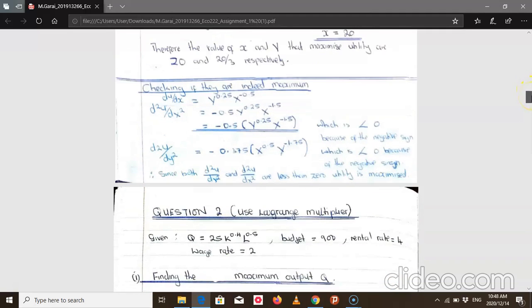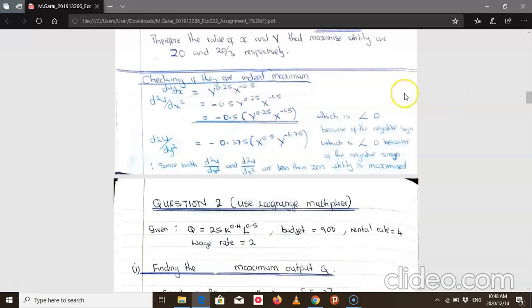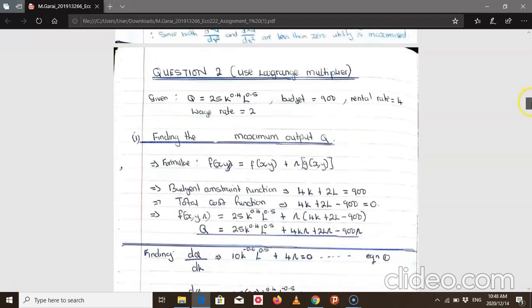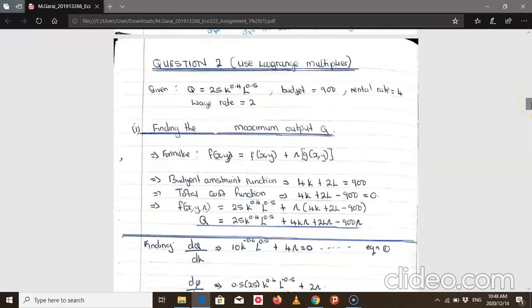Then you can check, as you did, you do the second derivative of the function in x and the second derivative of the function in y, and see that both are less than 0. This means it's the maximum position. Then we move to question 2. Use the Lagrange multiplier method.